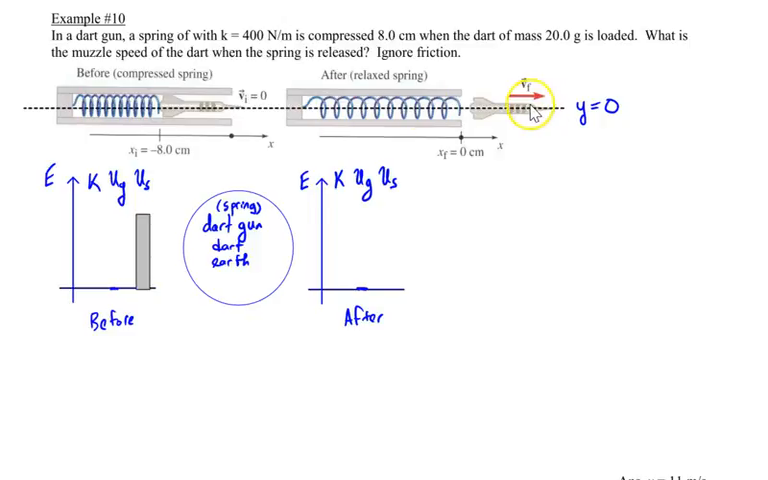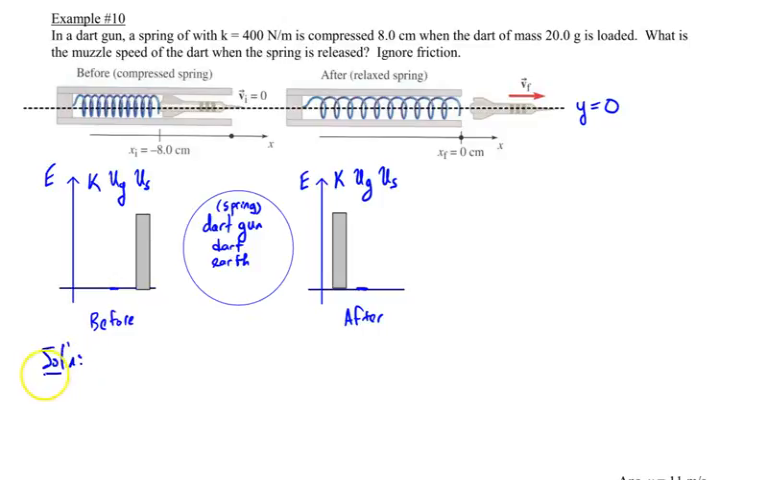And then when the dart leaves, the spring goes back to being at its original length, so it's unstretched at this point. So there's no more spring potential energy in the spring. And so we really only have this moving energy, which is called kinetic energy. So what happens to this bar now? All of that energy has been transformed into kinetic energy. So now we can proceed to use our conservation of energy statement.